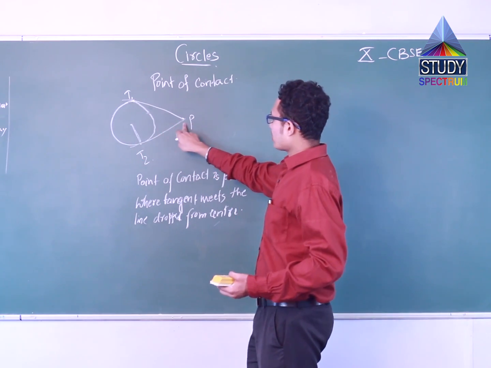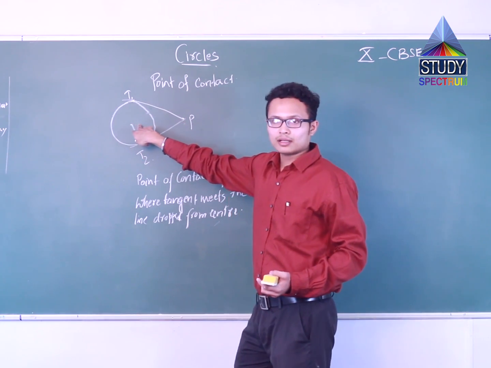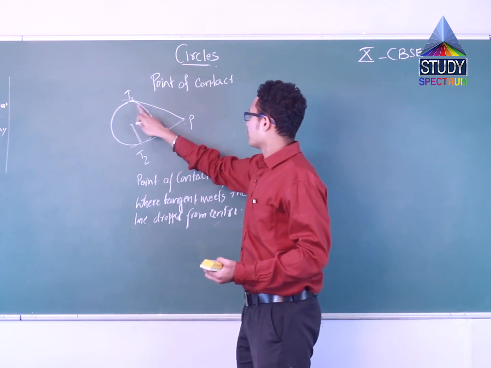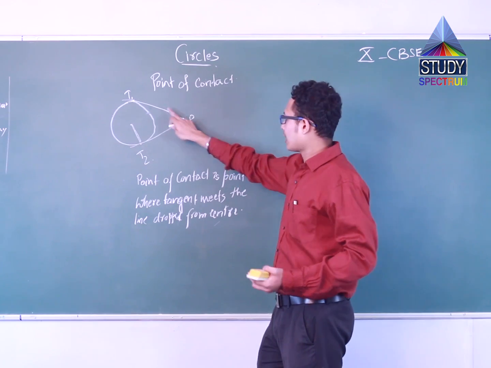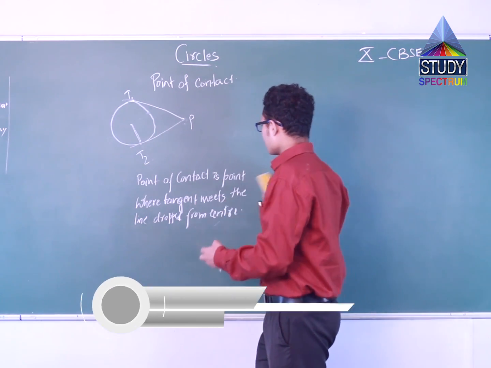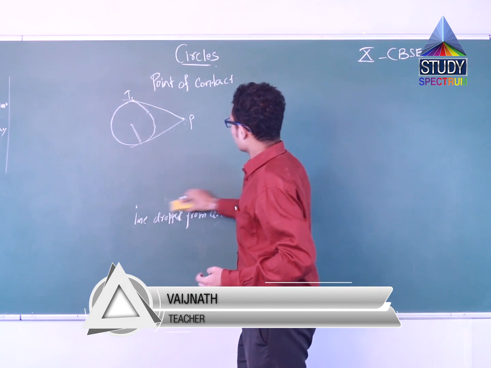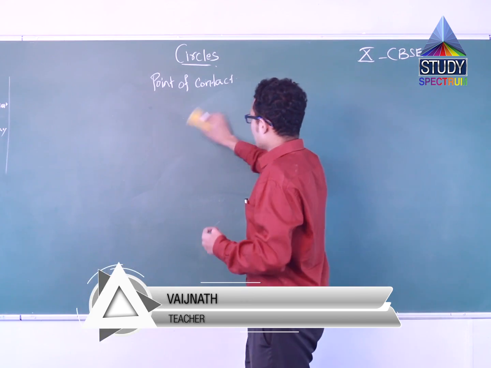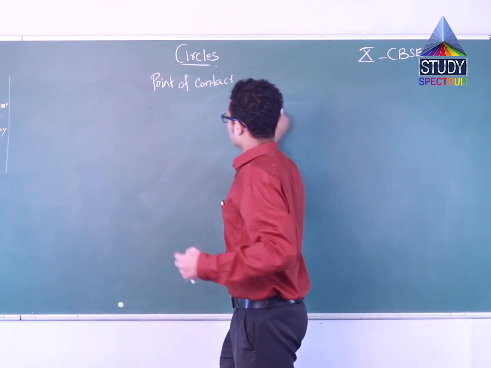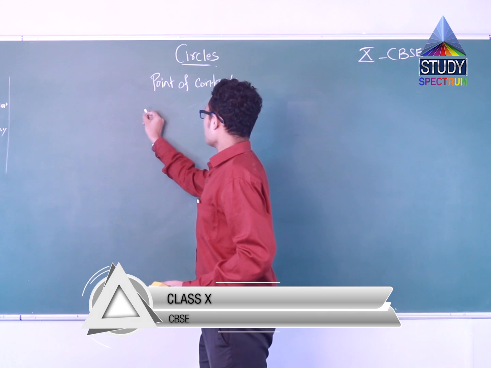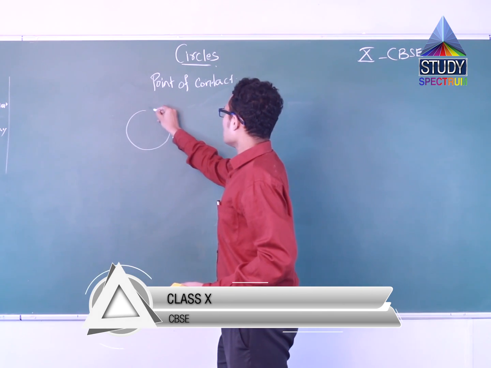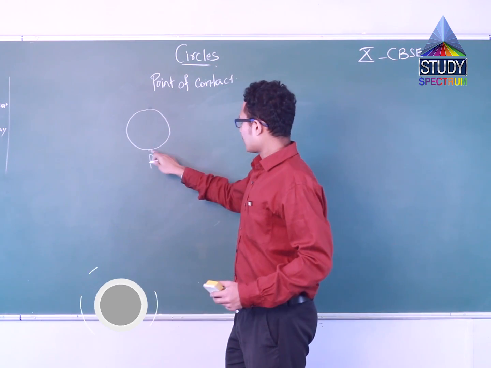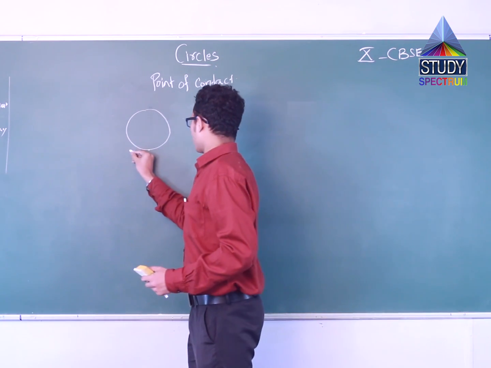Now, when the point was lying within the circle, you had no tangents that can be drawn. But when the point lies outside the circle, you will have two tangents that you can draw. But what happens when the point where you are drawing the tangent lies on the circle? Say this is the point. You can have only one single tangent at one point.